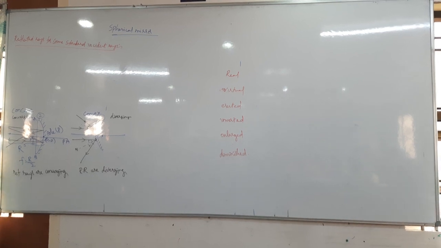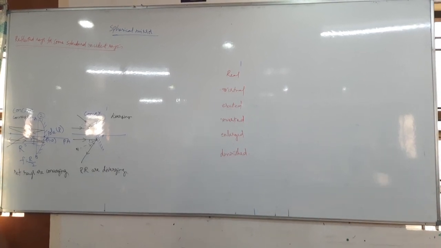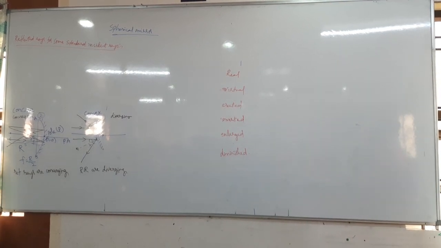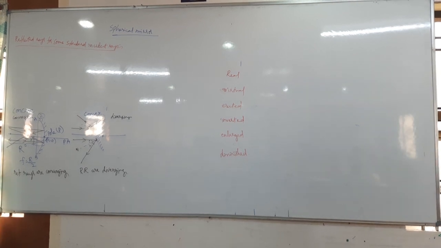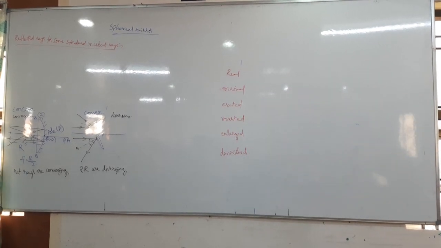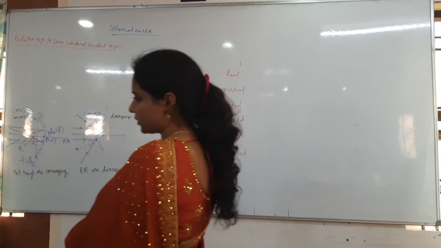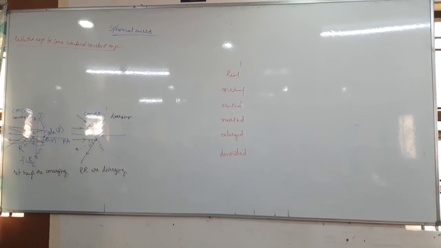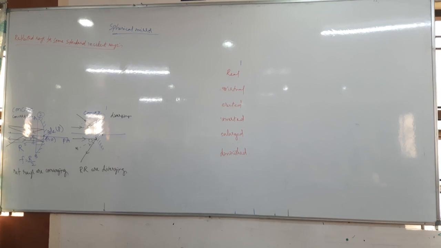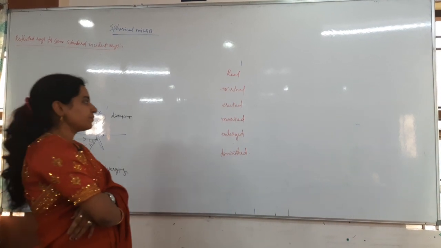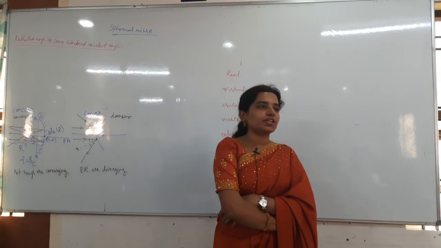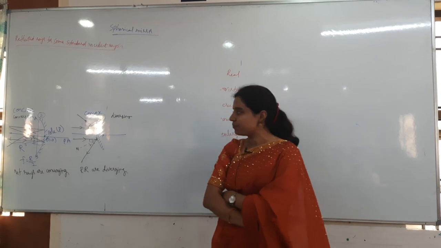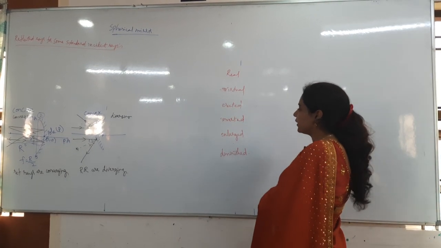Next one is inverted: the image orientation will be reversed as compared to the object. If the height of the object is positive, the height of the image will be negative, because it will be below the principal axis, along the negative y axis.